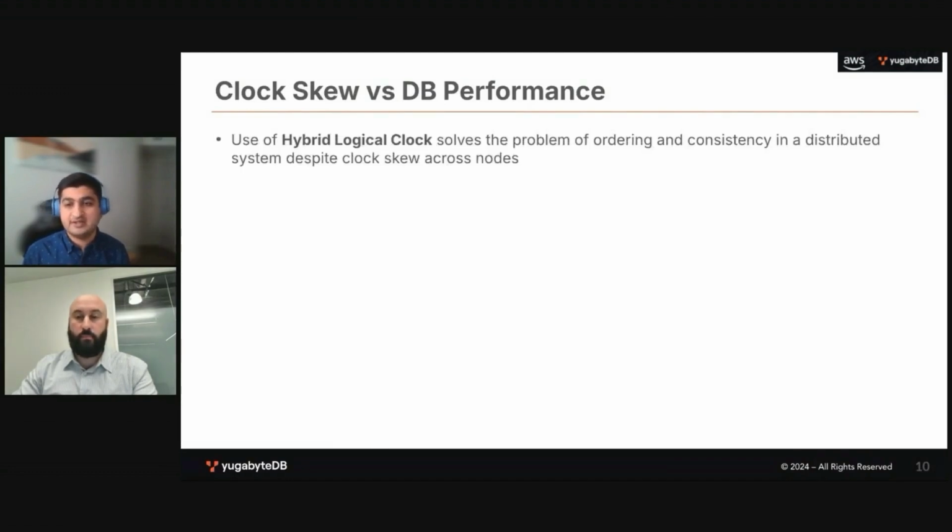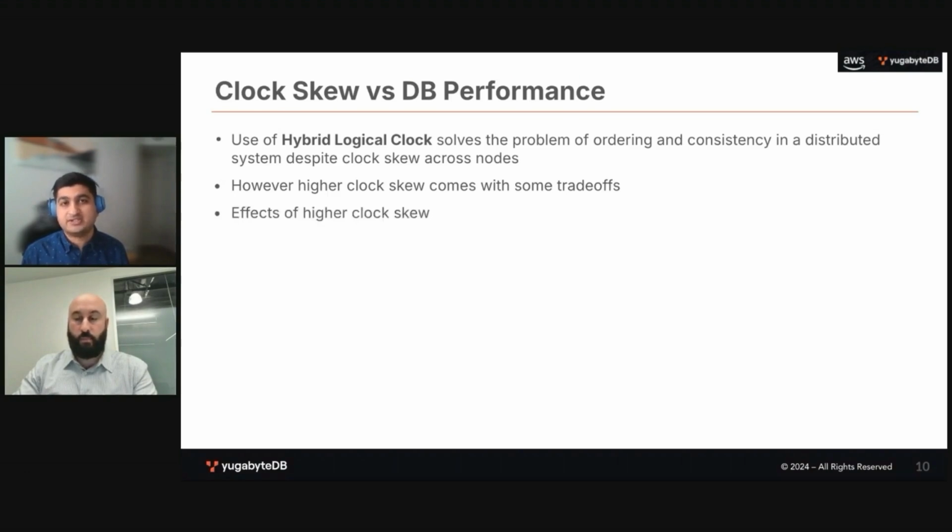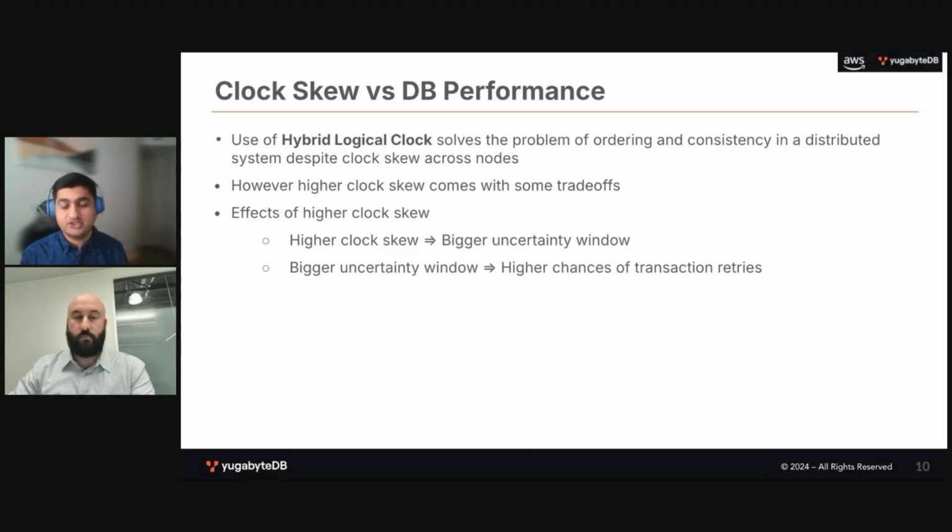So it adds tolerance to clock skew across different nodes, but then there are some trade-offs that come with the clock skew. So let's take a look at what the associated trade-offs are. The typical trade-offs are related to the database performance itself. If you have higher clock skew in the system, it essentially means there's a bigger uncertainty window. To ensure consistency, YugabyteDB might have to retry the transaction so that we preserve strong consistency. And if there are a higher number of retries, that typically leads to higher latency. So essentially, higher clock skew equates with higher latency.